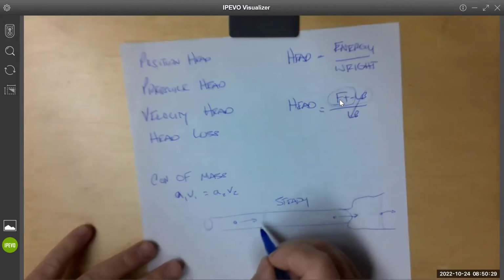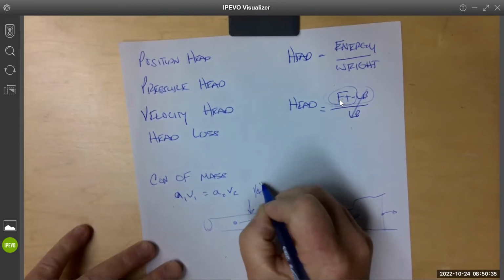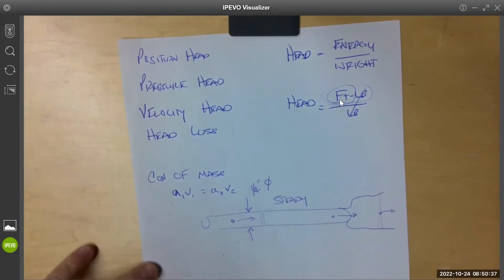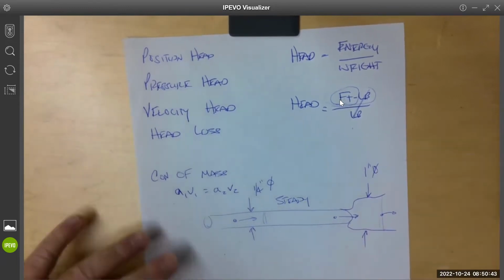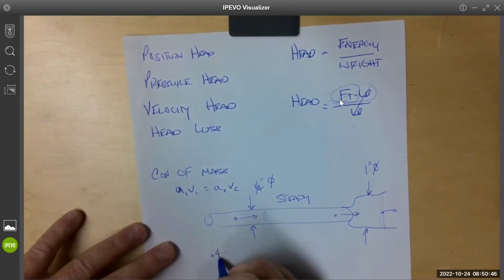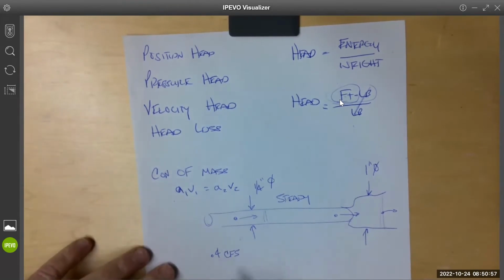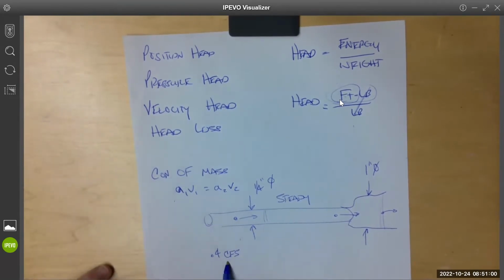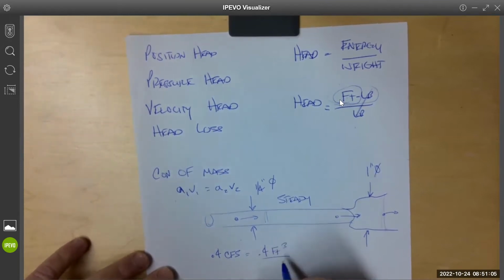So let's just explore that a little. Let's say this is a 1/4 inch diameter, and this is a full inch. And let's say we have 0.4 cubic feet per second. So what is that? Is that a velocity? Is that a flow rate? Yeah, it's definitely a flow. 0.4 feet cubed per second. That's a volume per second. That's flow.